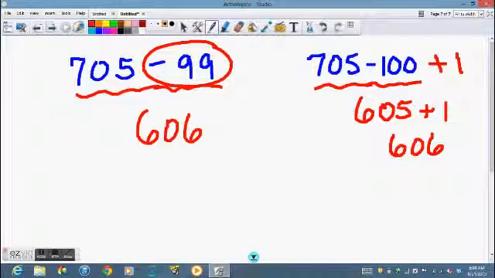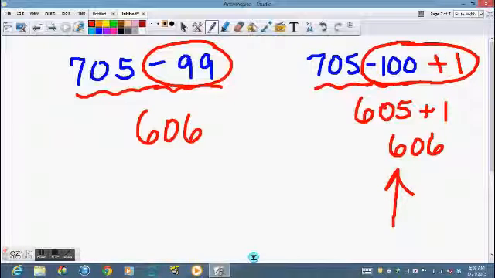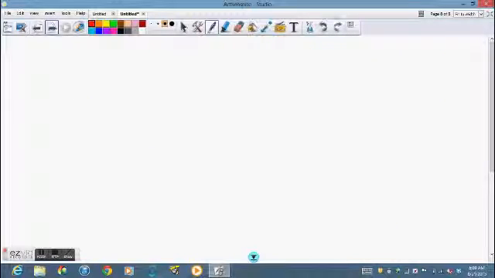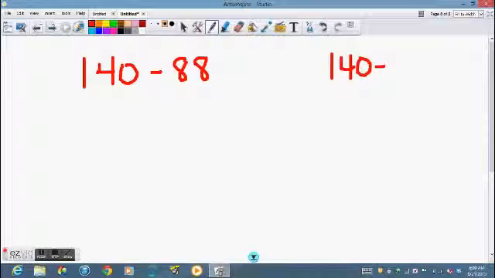All right, let's look at another example. Let's say we're doing 140 minus 88. Now, again, that's kind of hard to think about in your head. So what if we did 140 minus 90? That might be a little easier. But if we take away 90, we're taking away too many. So we have to add 2 back in. So in other words, taking away 88 is the same as taking away 90 and then adding 2 back in.